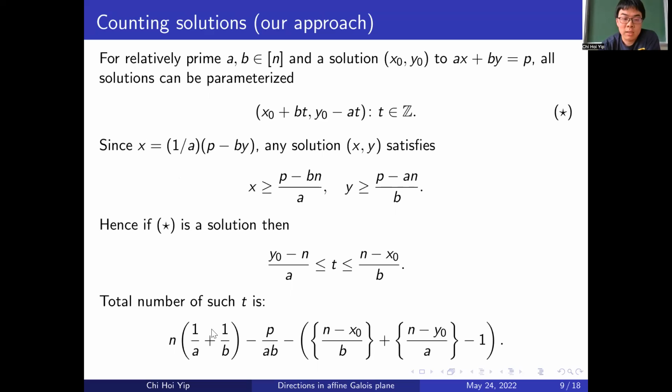So if we fix A and B, then the number of valid solutions is given by n times 1 over A plus 1 over B, minus p over AB, minus the fractional part of n minus X0 over B, and the fractional part of n minus Y0 over A, minus 1.